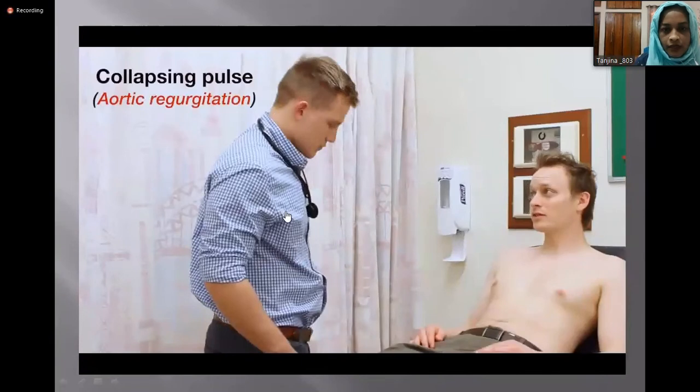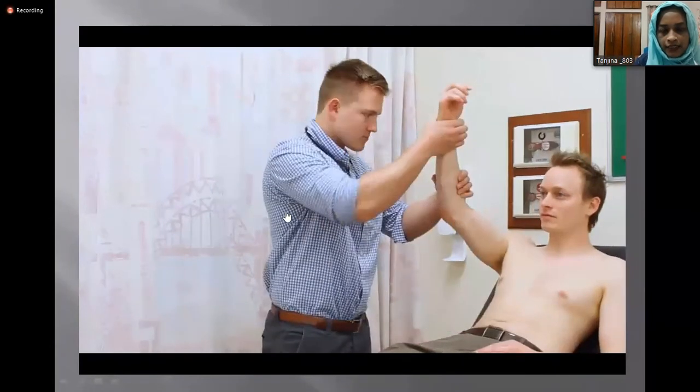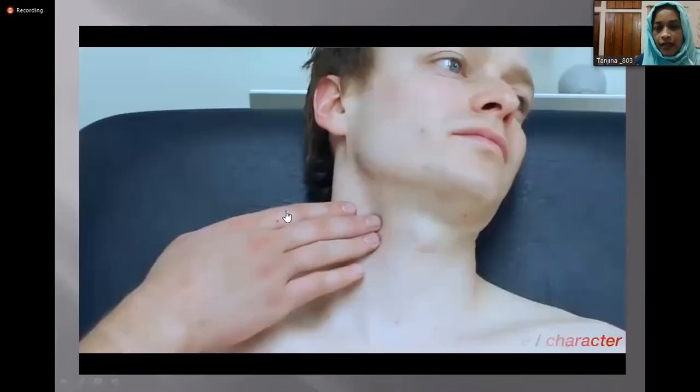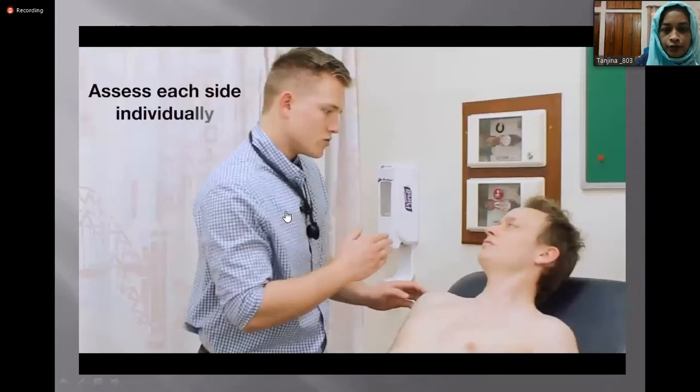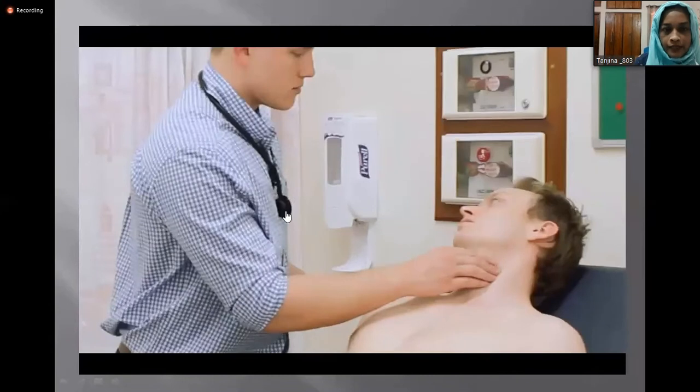First, hold the hand and suddenly elevate it above the head. Feel the pulse. In case of a collapsing pulse, you suddenly feel a large volume pulse. Then assess the carotid pulse to assess the volume and character of the pulse. Assess the carotid pulse individually. Don't press or palpate both at once because it reduces the cerebral blood flow.